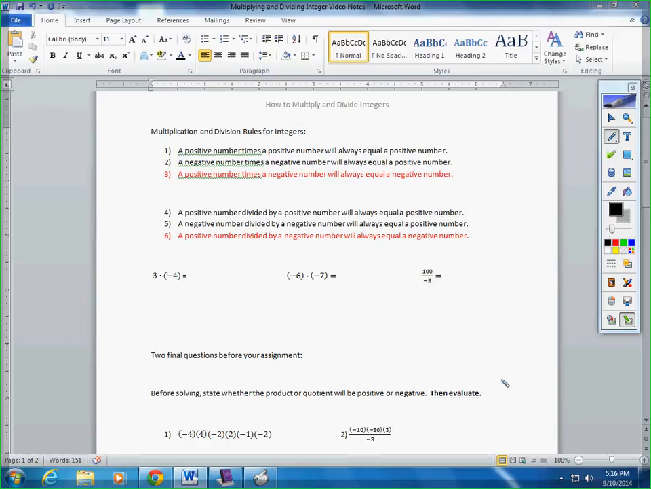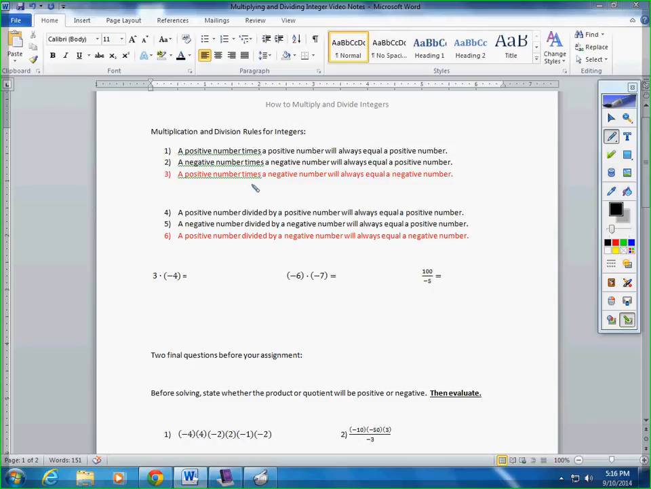Number 2 says a negative number times a negative number will always equal a positive number. So negative 2 times negative 6 will equal positive 12 every time, folks, every time. And lastly, a positive number times a negative number will always equal a negative number. This one's in red for a specific reason. It's the only one that's different.